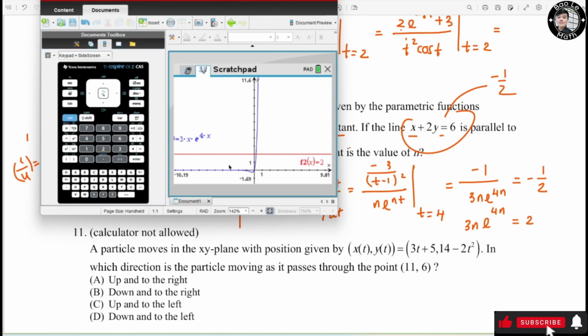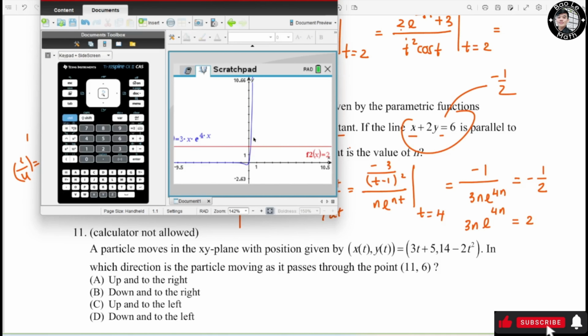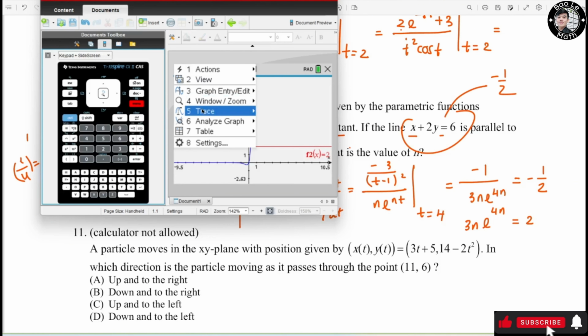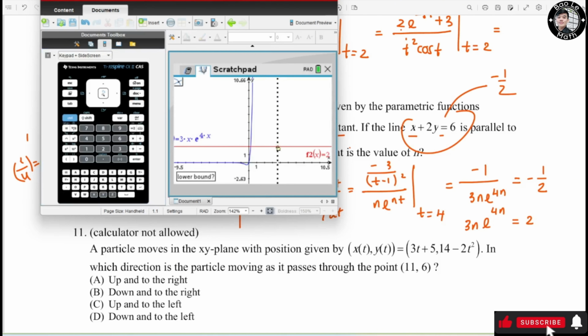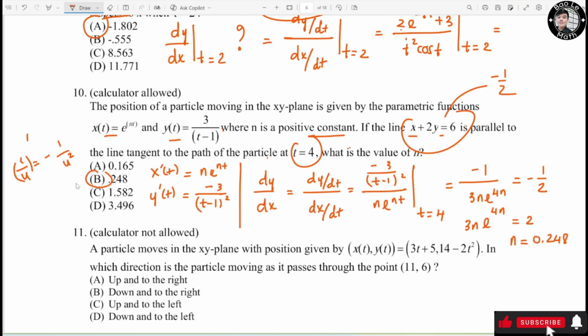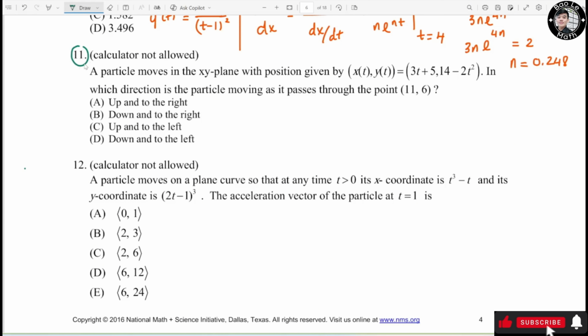It's going to be right here. Alright, now we need to find the intersection right here, right? So press menu, number 6, number 4, go to the left, go to the right. It's going to be 0.248. The answer is B. Now let's move on to question 11.